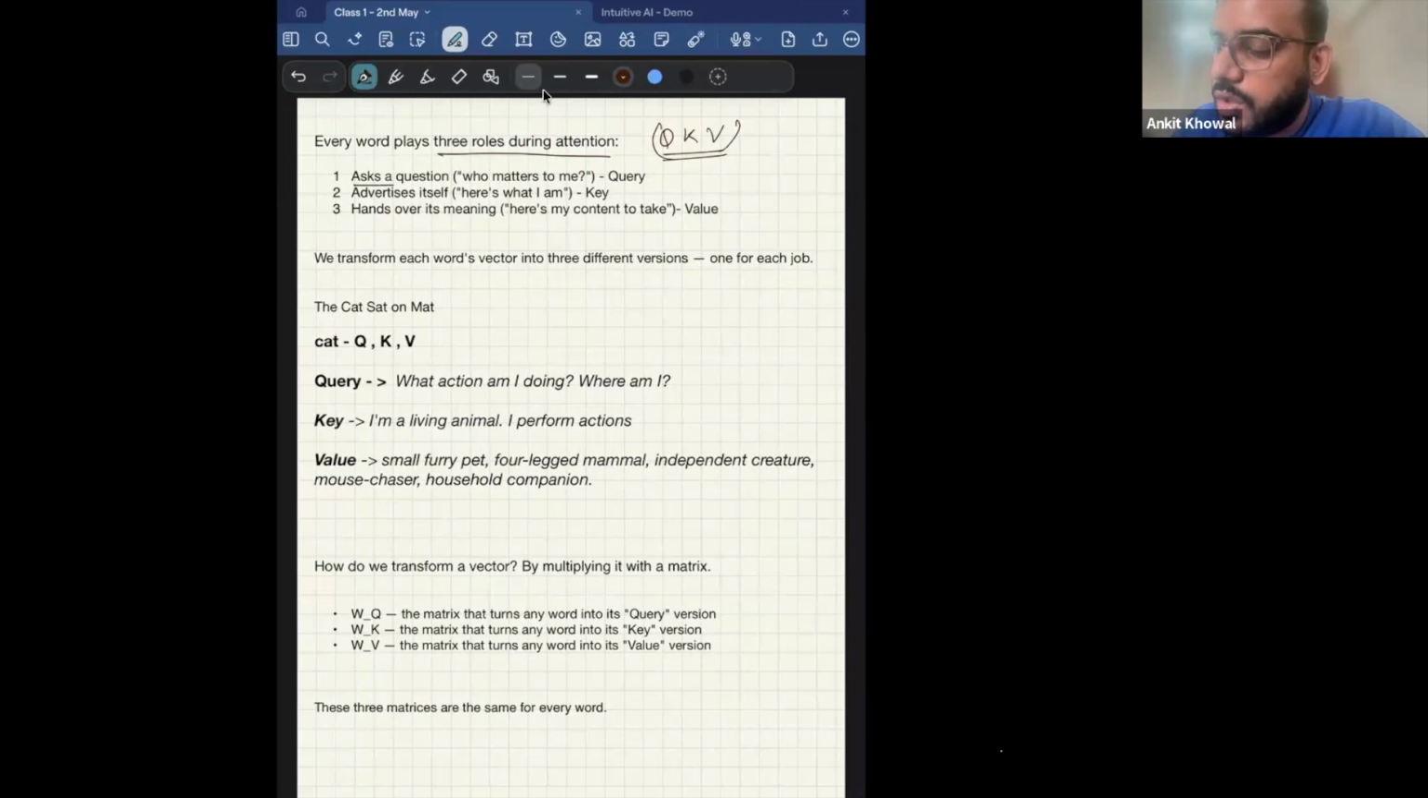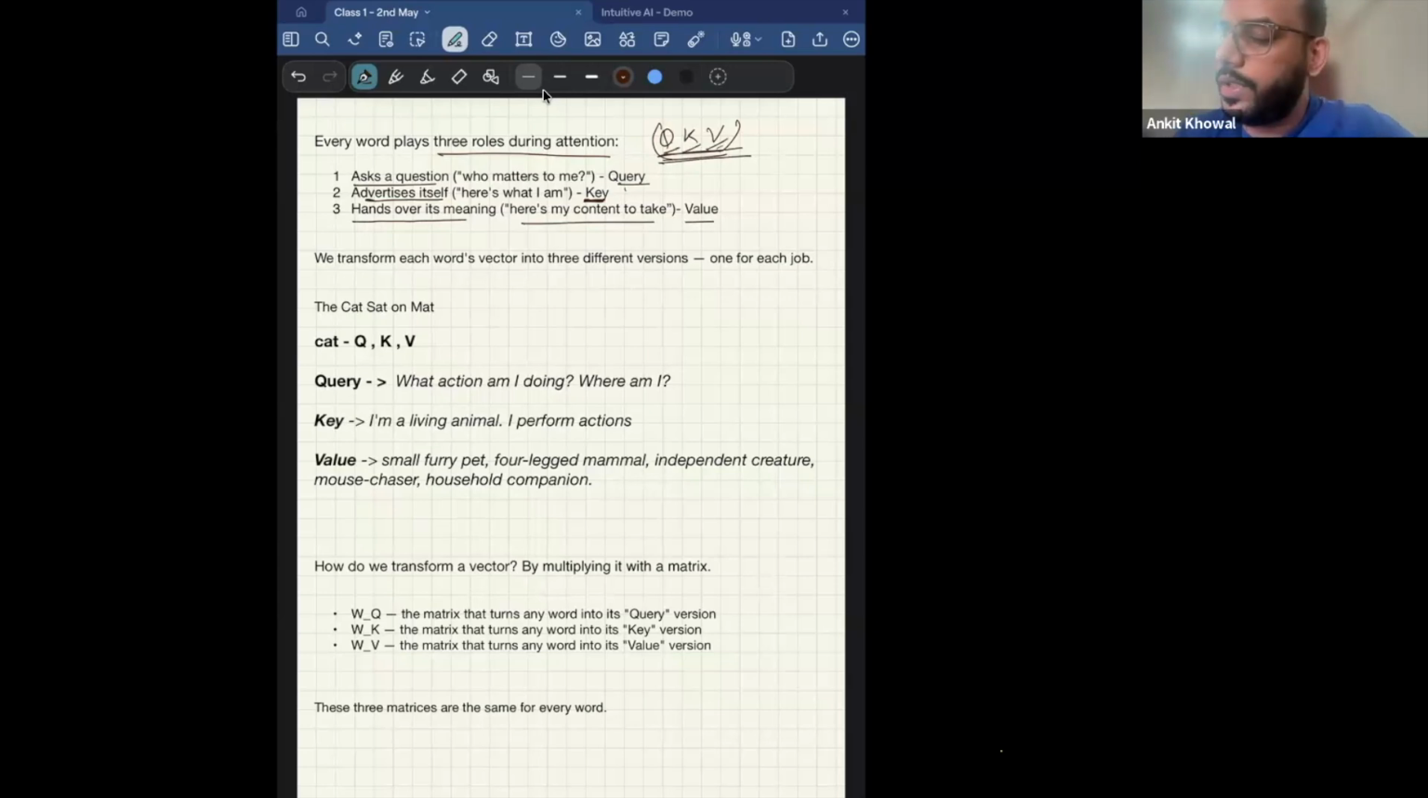First, it will ask a question, which is the query. Hey, who matters to me, right? Then it advertises itself, which is the key, which means, hey, this is my general meaning. And then a value. Think of key and value like a book. The key can be the index of the book, where I just give a one-liner that I am just this. But value is like a whole description of me, what I bring to the table, my whole content. So every word becomes a query, key, and value.